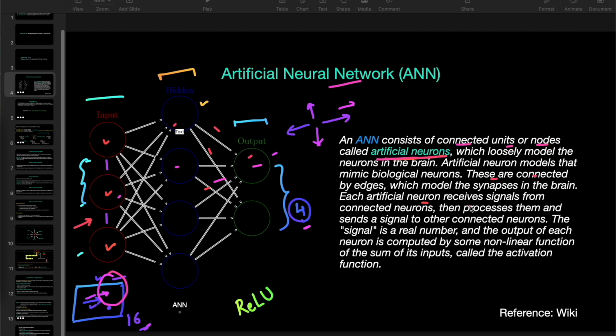Each artificial neuron receives a signal from the connected neurons, then processes them and sends a signal to other connected neurons. For example, this neuron takes the information from the neurons here, processes them, and passes the information to the output layer. The signal is a real number, and the output of each neuron is computed by some non-linear function of the sum of its inputs, called the activation function.